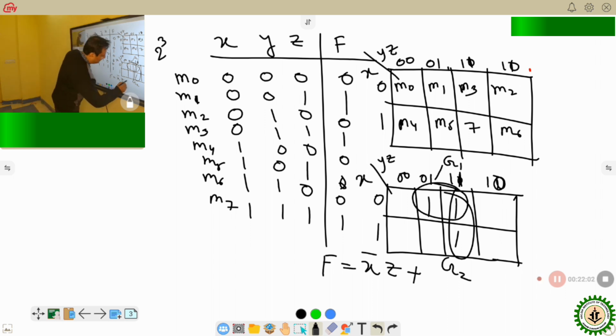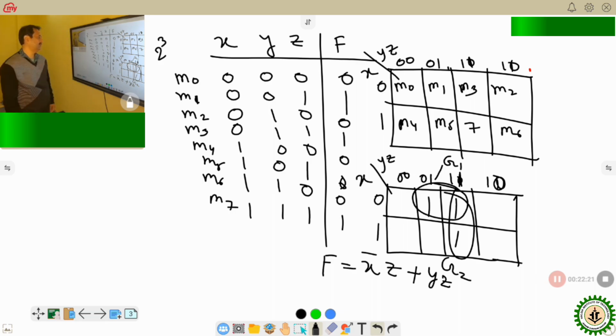Now if I consider this group, what will be the unchanged variable? So x is already changed from 0 to 1, but unchanged variables are y and z, and both values are 1. So that's why y and z. So this is the most simplified form of the Boolean function.